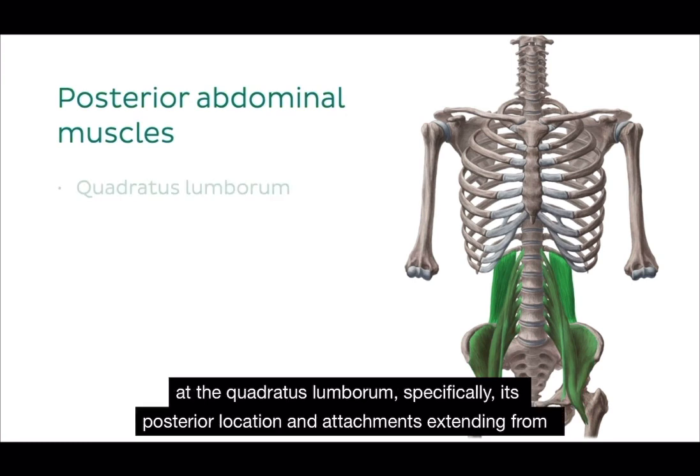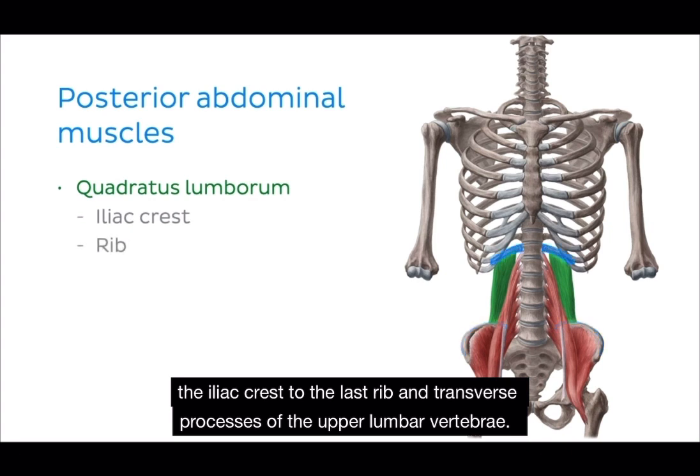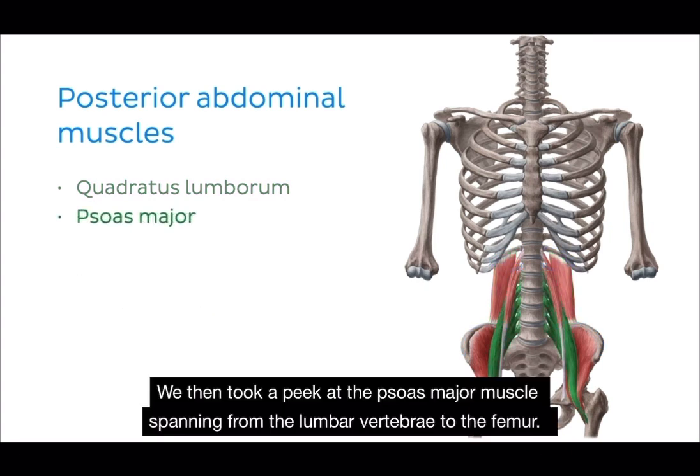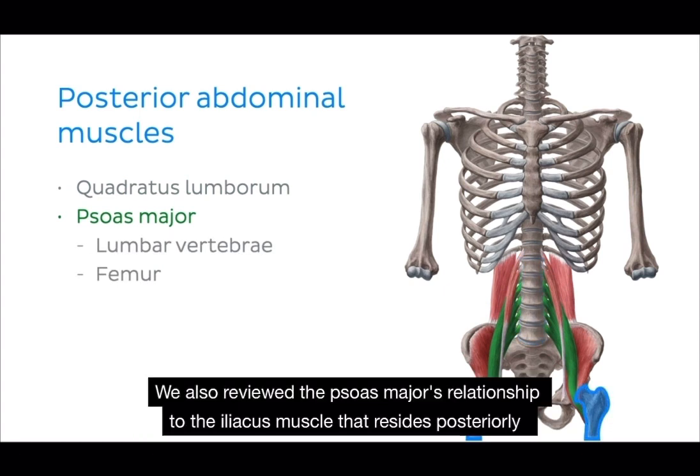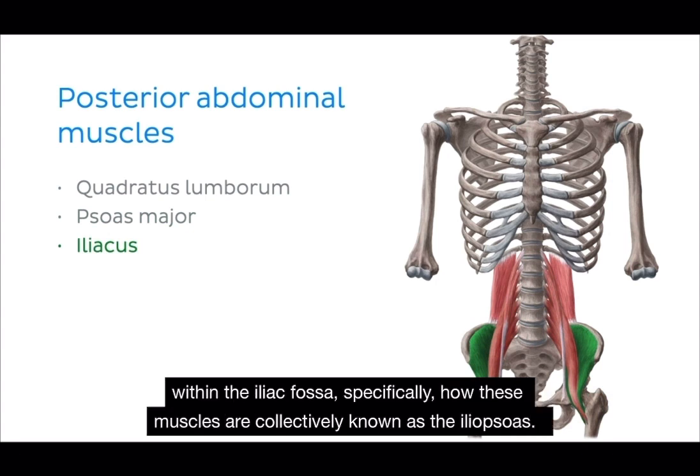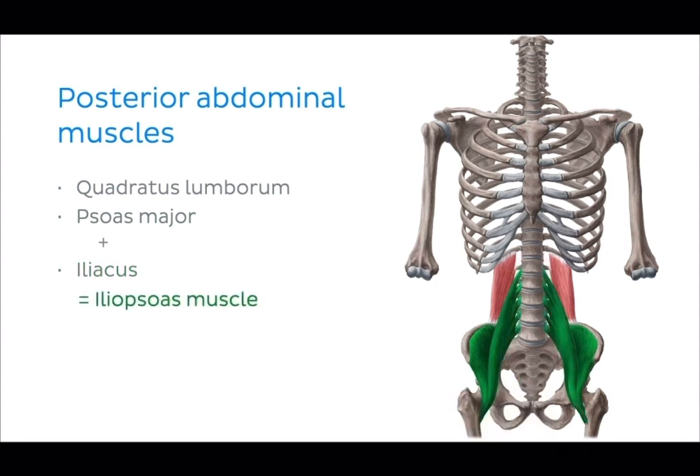To start, we looked at the quadratus lumborum, specifically its posterior location and attachments extending from the iliac crest to the last rib and transverse processes of the upper lumbar vertebrae. We then took a peek at the psoas major muscle, spanning from the lumbar vertebrae to the femur. We also reviewed the psoas major's relationship to the iliacus muscle that resides posteriorly within the iliac fossa, specifically how these muscles are collectively known as the iliopsoas.